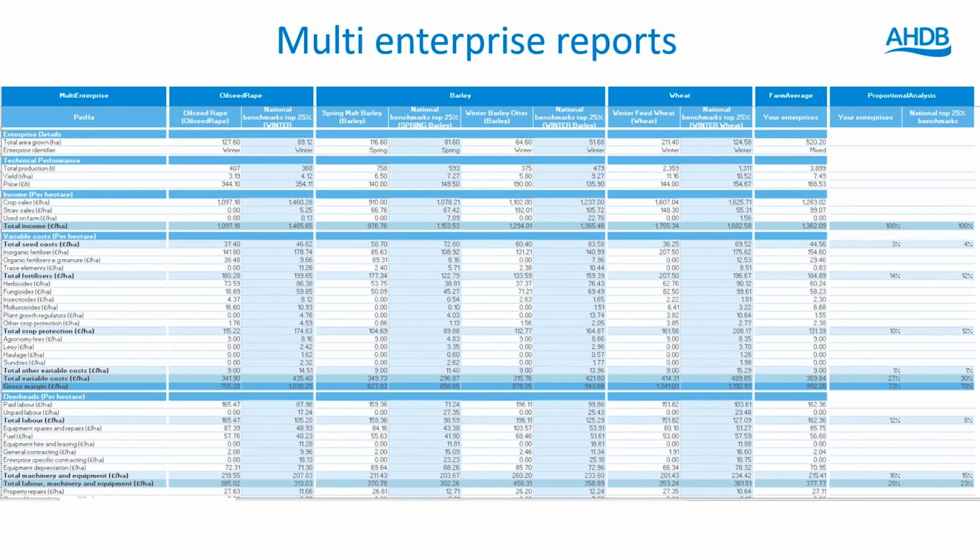You can also, on an arable operation, put in all the crops and get an overall multi-enterprise whole rotation report, which will give you the complete picture.